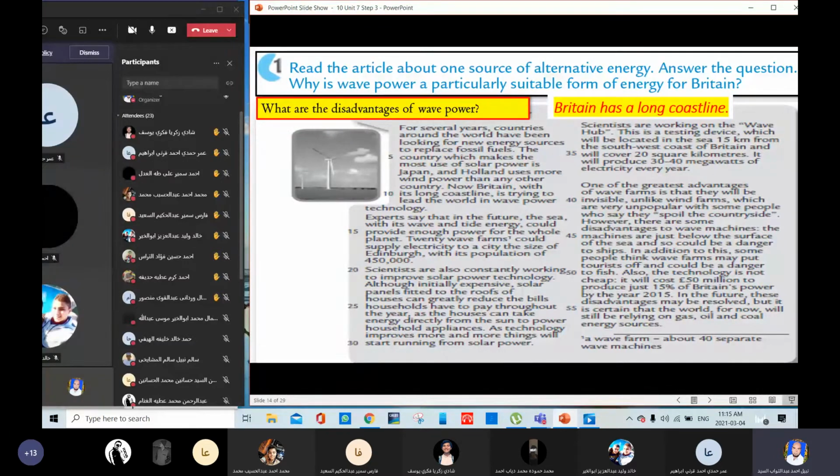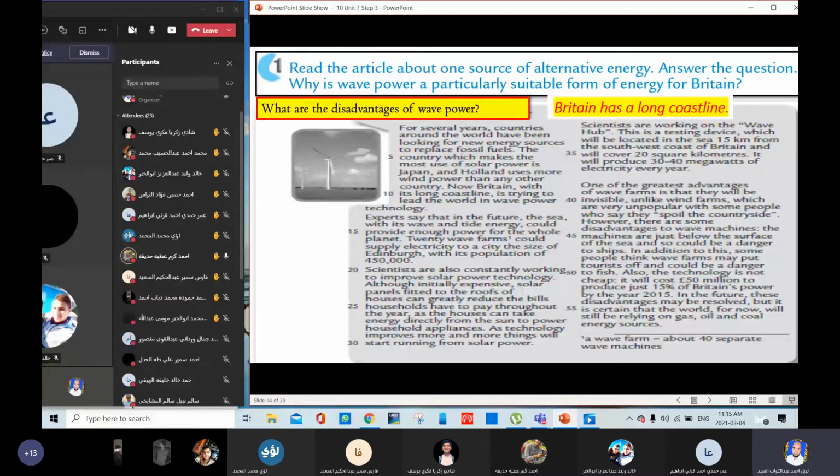Yes, Luay. The machines are just below the surface of the sea, so could be a danger to ships. Excellent. The machines or the wave forms could be a danger to ships. Thank you, Luay. Ahmad Karam. Also, it could be dangerous for fish. Yes, excellent. It could be, maybe, means it's possible. It could be a danger to ships and fish. Yes, Faris Samir. Building them will cost a lot of money. Yes, the technology is not cheap, it's expensive. Very good.